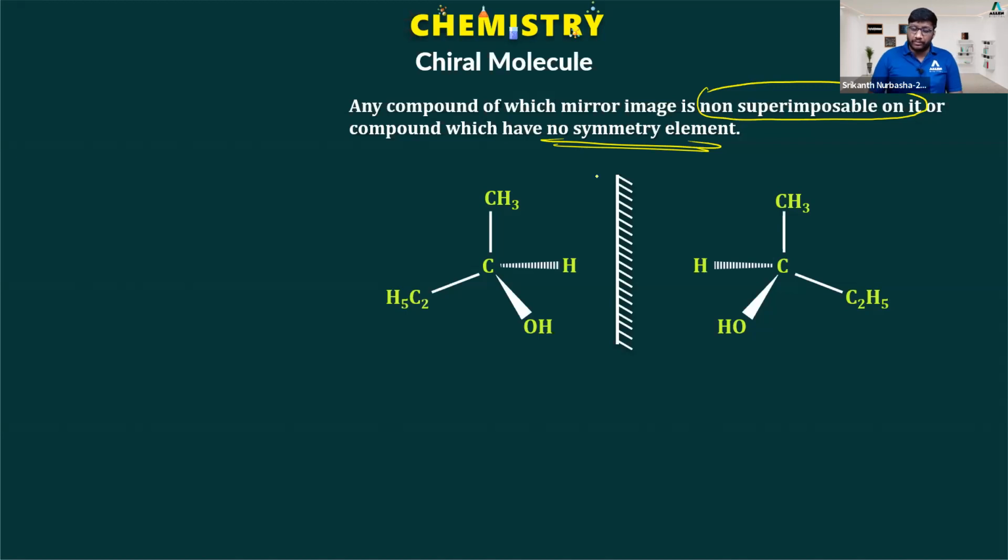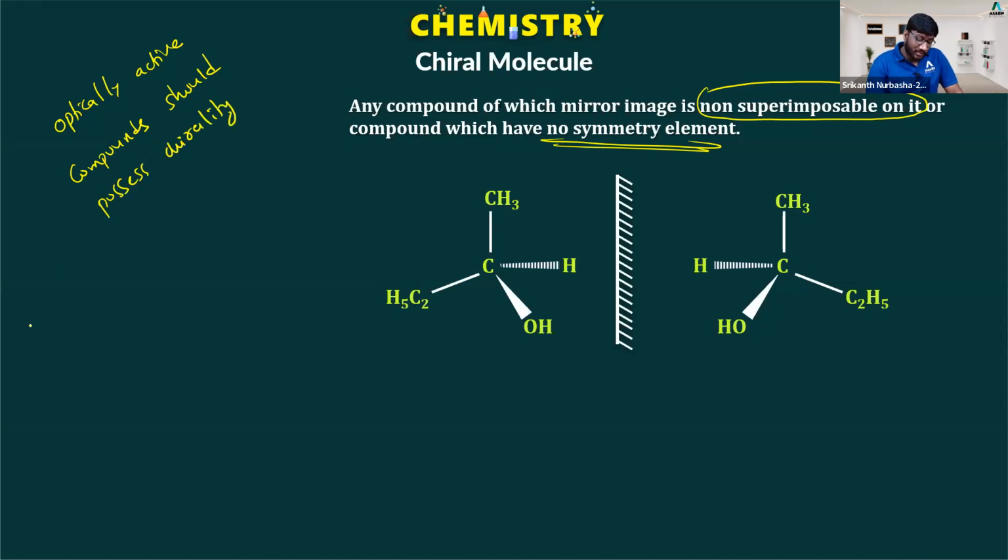a chiral molecule. Chirality is the essential condition for optical activity. Optically active compounds should possess chirality. Chirality does not mean chiral carbon. Understand this.